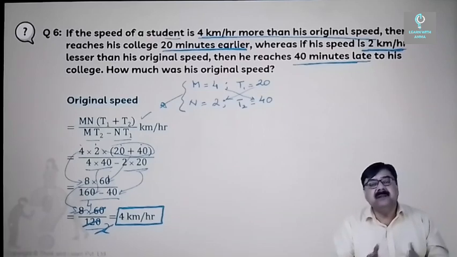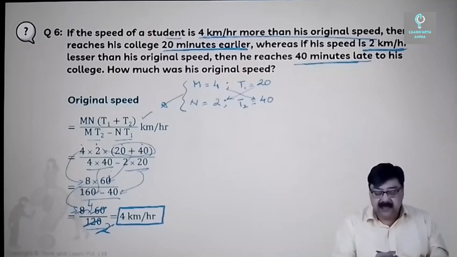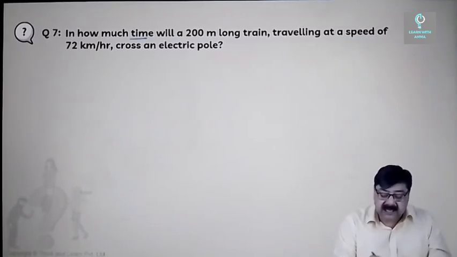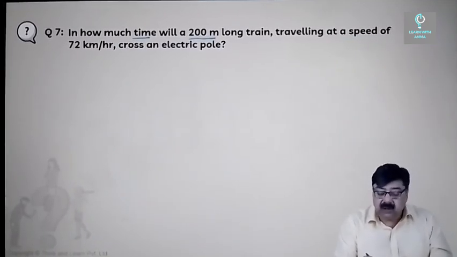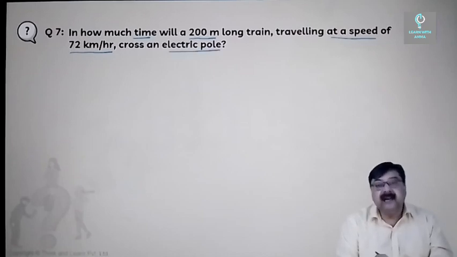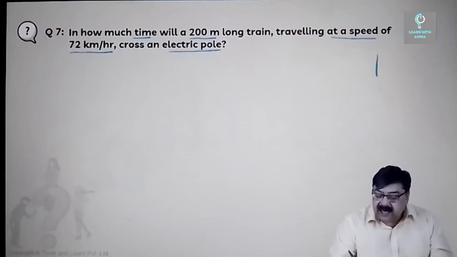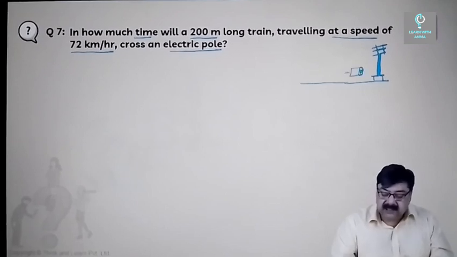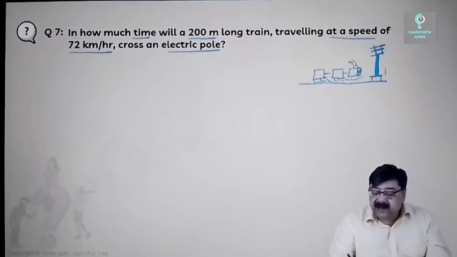So such kind of questions can be solved using this particular formula. Kindly do not forget. Now look at this question. In how much time will a 200-meter long train traveling at a speed of 72 kilometers per hour cross an electric pole? Now, let us say that this is an electric pole, and if this is to be crossed by a train, then the train will have to cross its complete length.